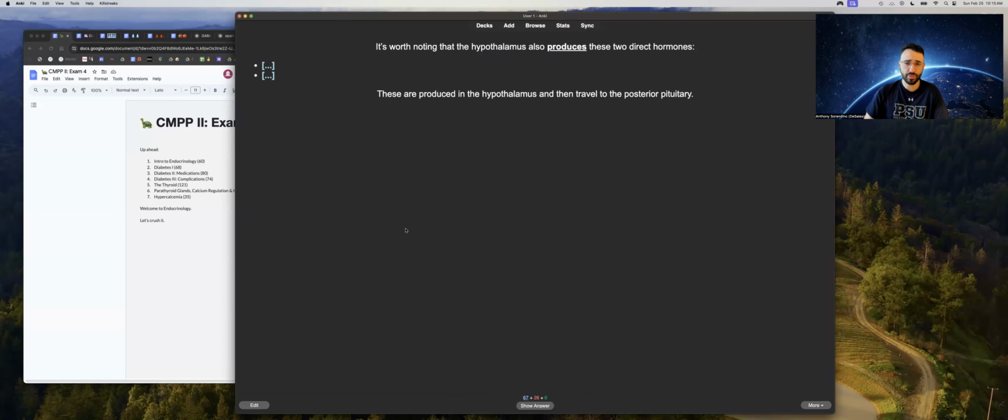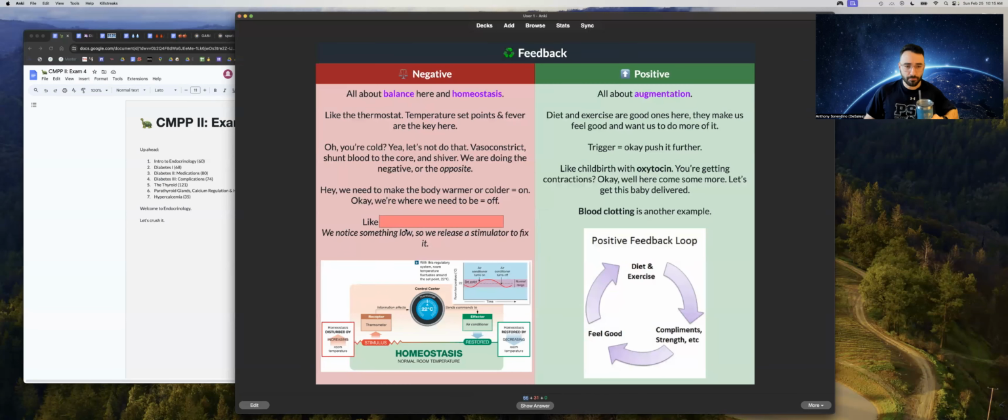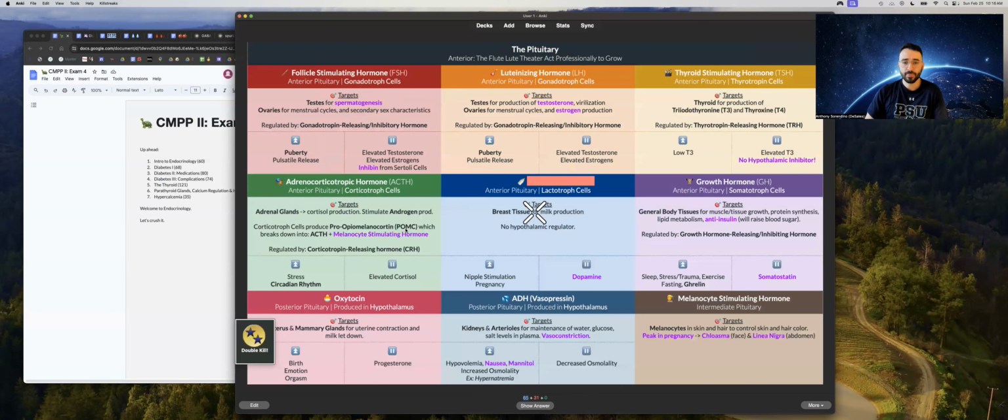It's worth noting that the hypothalamus also produces these 2 direct hormones. That's going to be oxytocin and vasopressin. And then they travel to the posterior pituitary. Feedback, like blank. The example here is T3 and TSH. Or hypothyroidism. When we have hypothyroidism, we're going to increase TSH to then push out more T3, right?